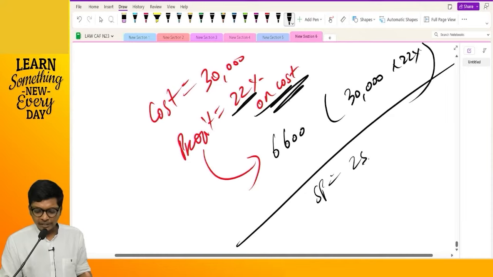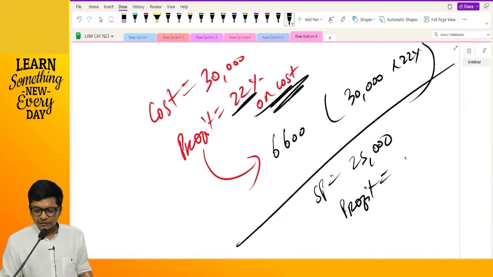Selling price is 25,000. Profit is 15% on cost.